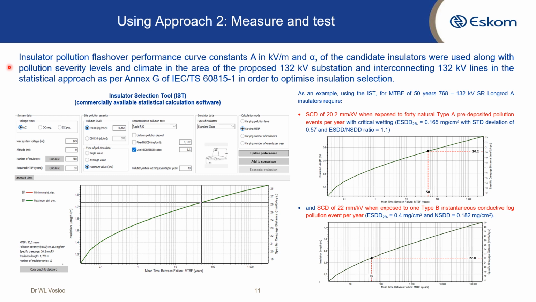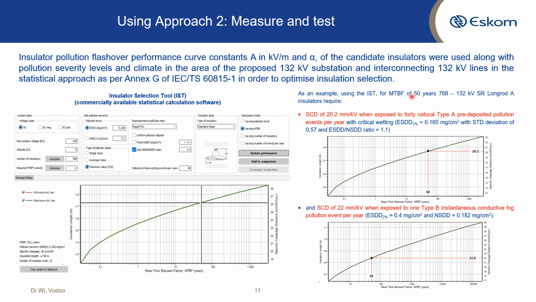We took this data, and then in accordance with the statistical approach of Annex G in IEC 60815 Part 1, we wanted to optimize the selection and take into account that we really want 50 years of mean time between flashovers. So we used a commercially available package, the insulator selection tool, and put the data in there, and what we ended up with is this type of curves for each one of the products that were tested.